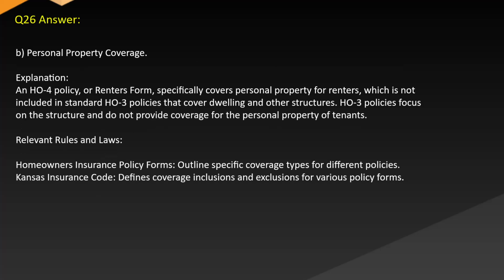Answer. B. Personal property coverage. Explanation. An HO4 policy or renter's form specifically covers personal property for renters, which is not included in standard HO3 policies that cover dwelling and other structures. HO3 policies focus on the structure and do not provide coverage for the personal property of tenants. Relevant rules and laws. Homeowners insurance policy forms outline specific coverage types for different policies. Kansas Insurance Code defines coverage inclusions and exclusions for various policy forms.